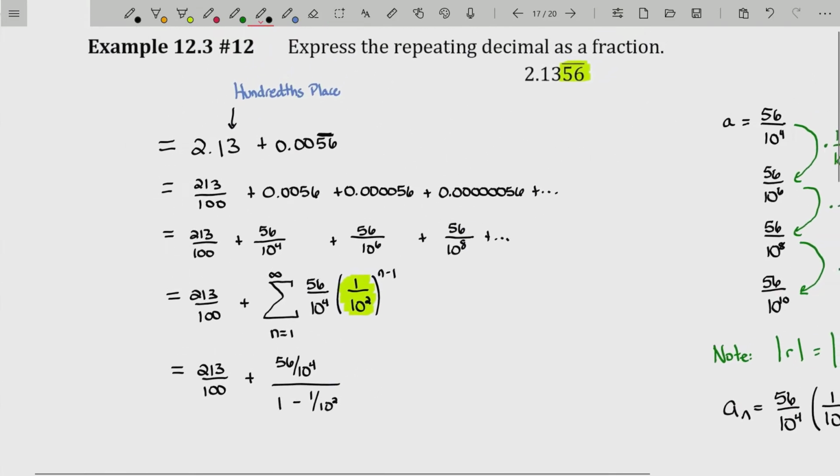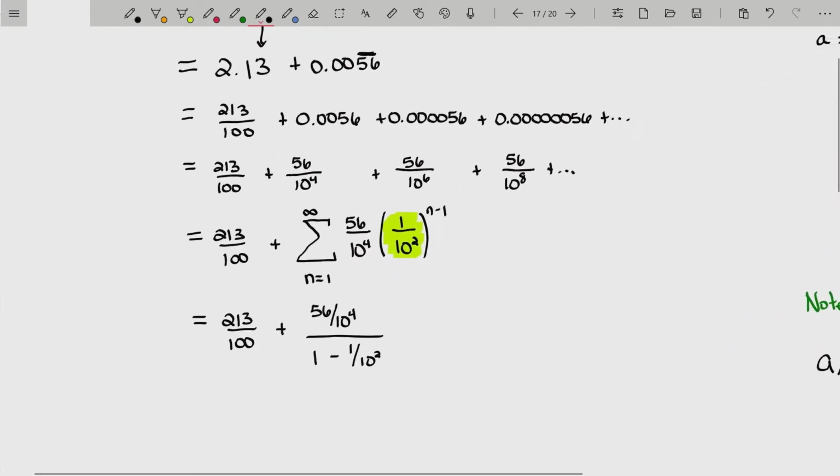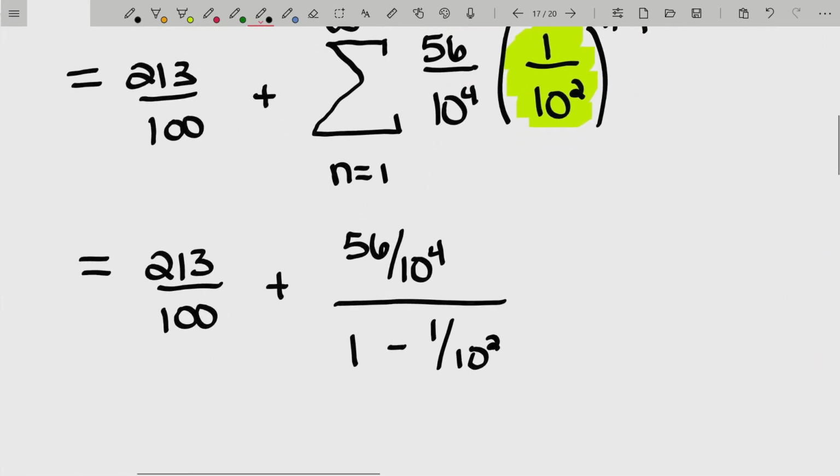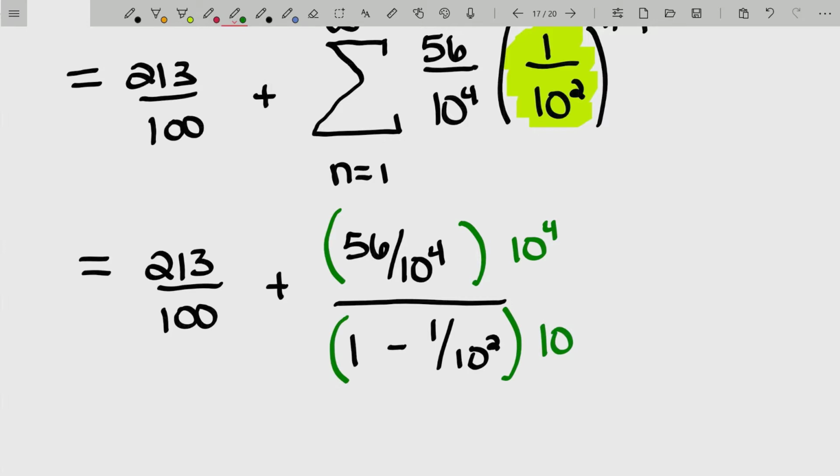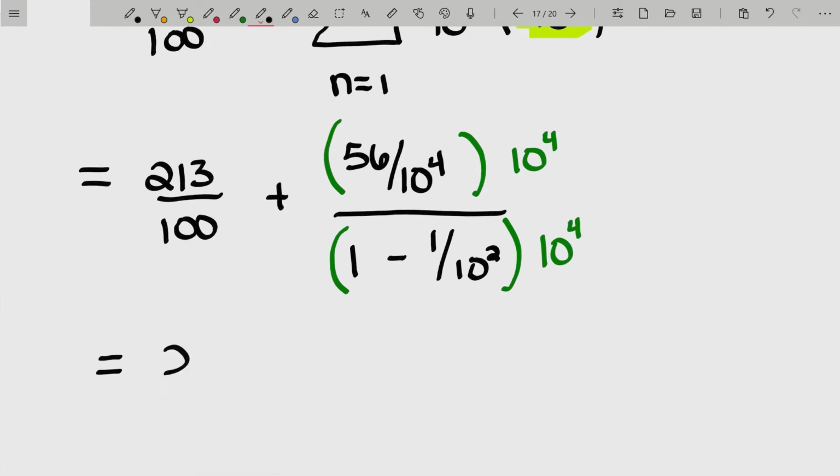Now you might be thinking, why would I want to write that as a fraction? The reason why is because it's useful. So all I'm going to do here is multiply numerator and denominator by 10 to the 4th power on this guy. And you'll see this just takes a little bit of practice. You'll be great with this. It's really not terrible. You just need practice.